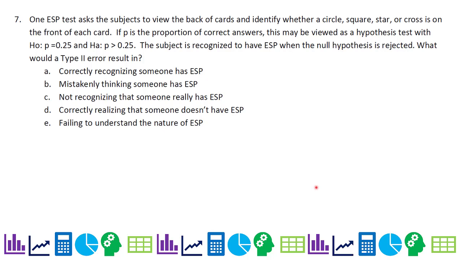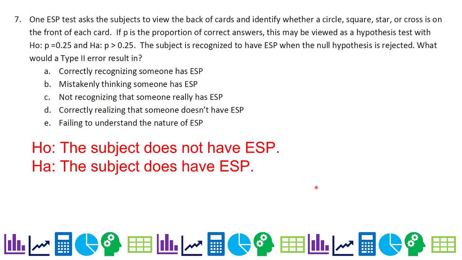Number 7, one ESP test asks subjects to view the back of cards and identify whether a circle, square, star, or cross is on the front of each card. If P is a proportion of correct answers, this may be viewed as a hypothesis test with P equals 0.25, and the alternate is that it's greater than 0.25. The subject is recognized to have ESP when the null hypothesis is rejected. What would a type 2 error result in?